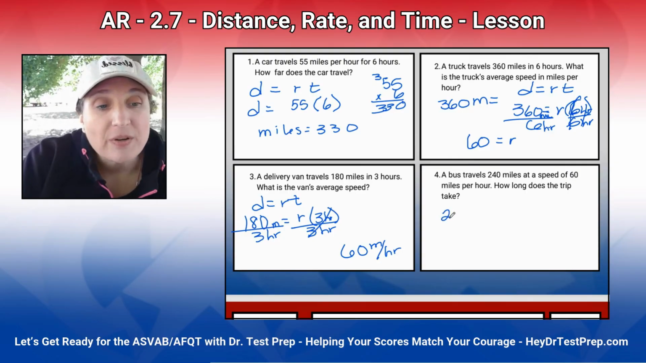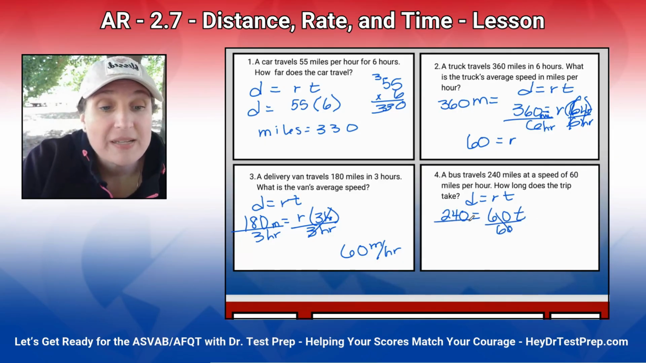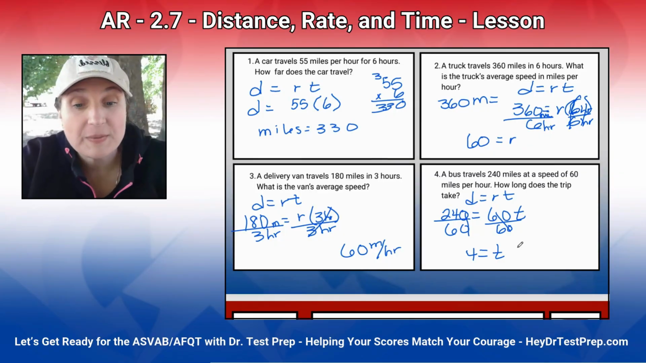Here we've got 240 miles at a speed, distance equals rate times time, at a speed of 60 miles per hour. We don't know how many hours. So we're going to divide both sides by 60. And that tells us that we traveled for 4 hours.